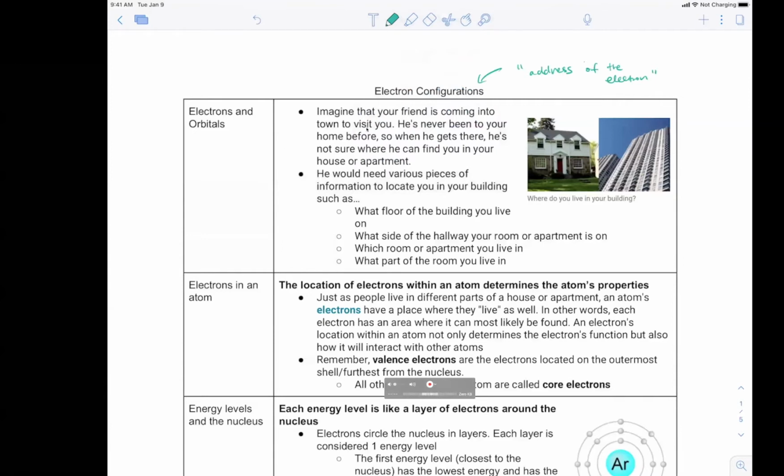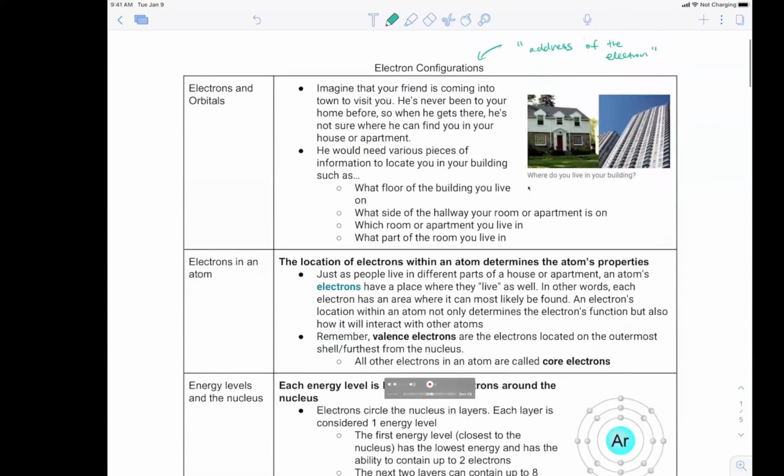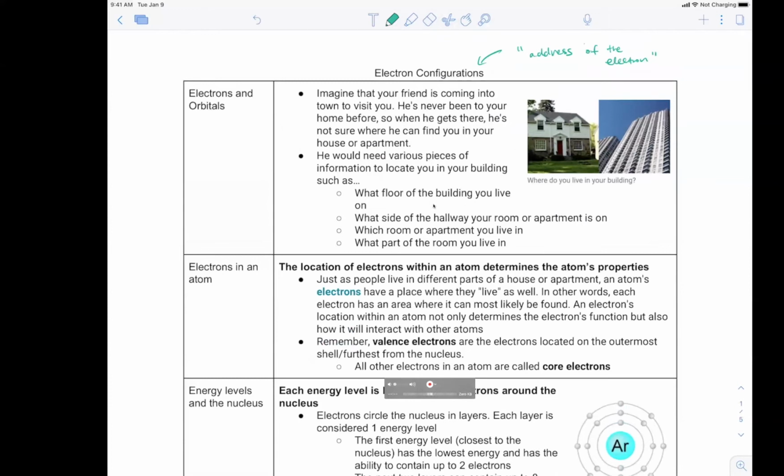But imagine a friend was coming to visit you in town. They would basically need a variety of information to find out where you are, especially if you live in an apartment building. They would need to know the address of your building, what floor you live on, maybe which side of the hallway, and if you share your apartment with multiple people, maybe what room you live in, especially if you live in a college dorm. So there's a lot of different pieces of information that your friend would need to locate where you are.